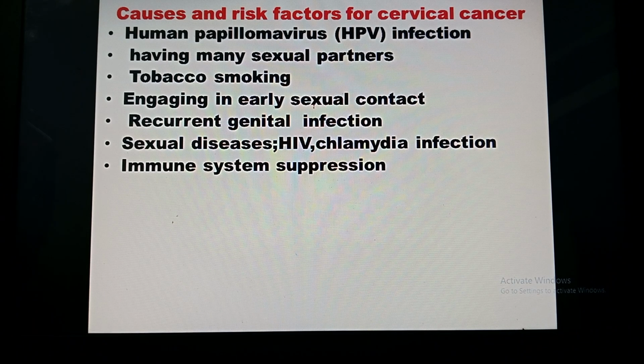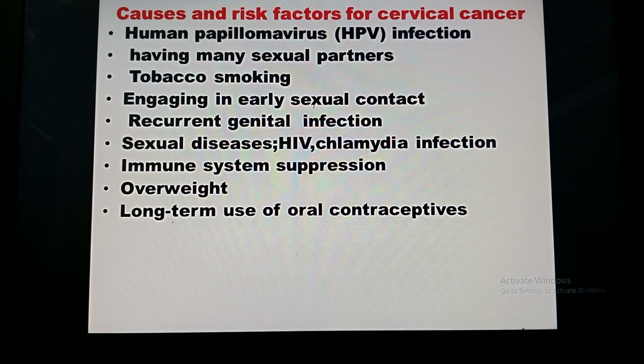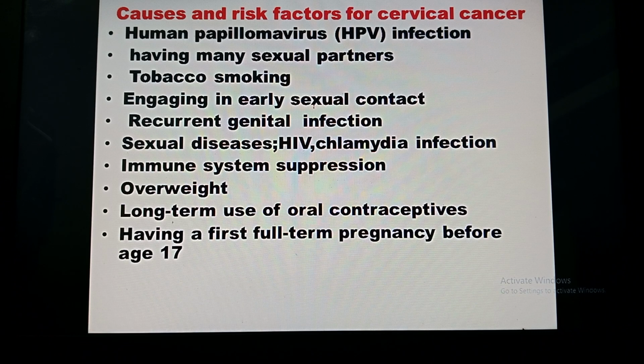Immune system suppression, especially in the case of HIV and some other diseases. Overweight. Long-term use of oral contraceptives is also not good. Having a first full-term pregnancy before the age of 17. So early pregnancy and having a child is not at all good. The preferable time is when the body is ready to conceive and capable of bearing that pregnancy, usually after the age of 20 or 22.